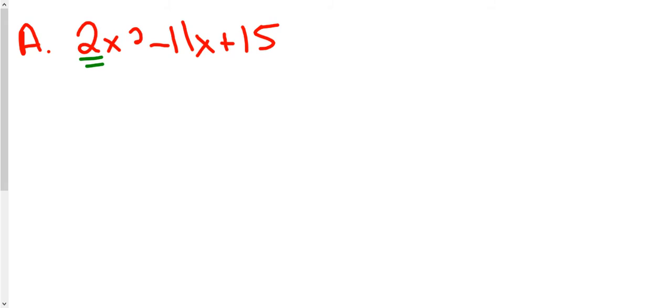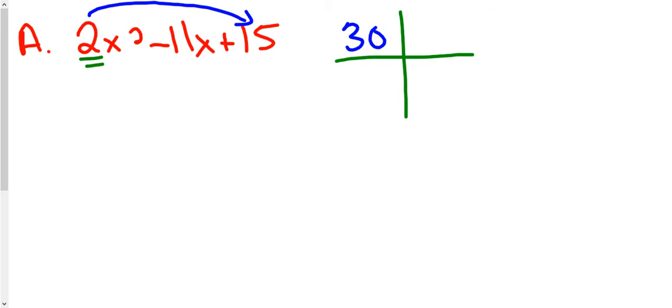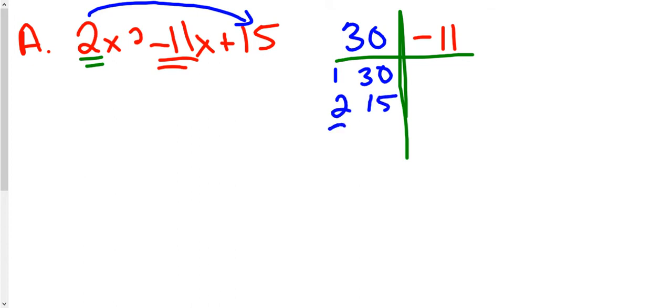So we're going to start by multiplying a by c, 2 times 15. That gives us the number 30, and this is going to be the number we use in our t-chart. We need 2 numbers that multiply to 30, that add to the same b value we're used to. They still have to add to this negative 11. So if you're unfamiliar with using a t-chart, we're going to look at the factors of 30. We can make a list of them. 1 times 30, 2 times 15, 3 times 10, and 5 times 6.